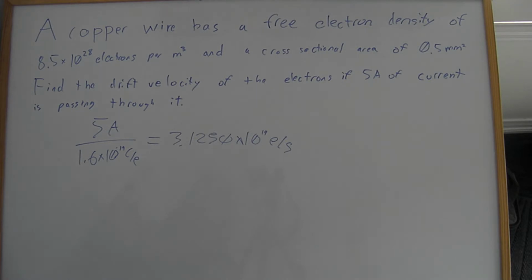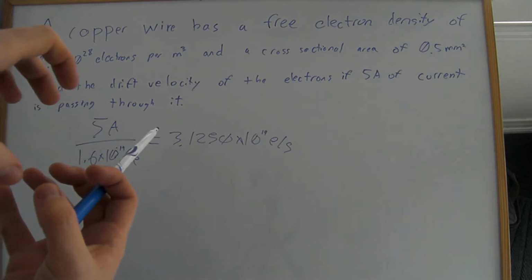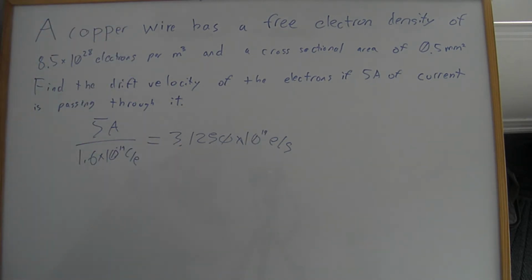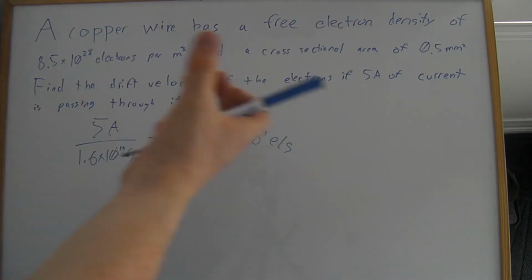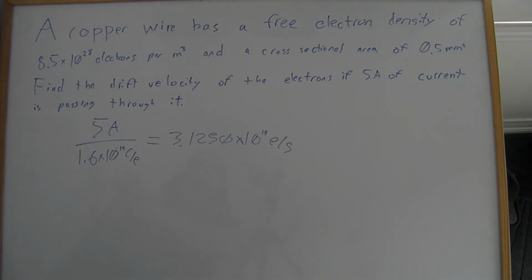And then the next thing, let's look at what else has been given. It's easy to imagine the electrons as water. If you have a pipe with a certain volume of water going through it, and you know the area of that pipe, you can break it down and figure out how much water is in each meter of the pipe. Similarly here, if we know we have 8.5 times 10 to the 28 electrons per meter cubed, we can multiply by our cross-sectional area, because the area is constant for this wire, and that'll give us the number of electrons in a meter of wire, which aids us in finding our velocity.